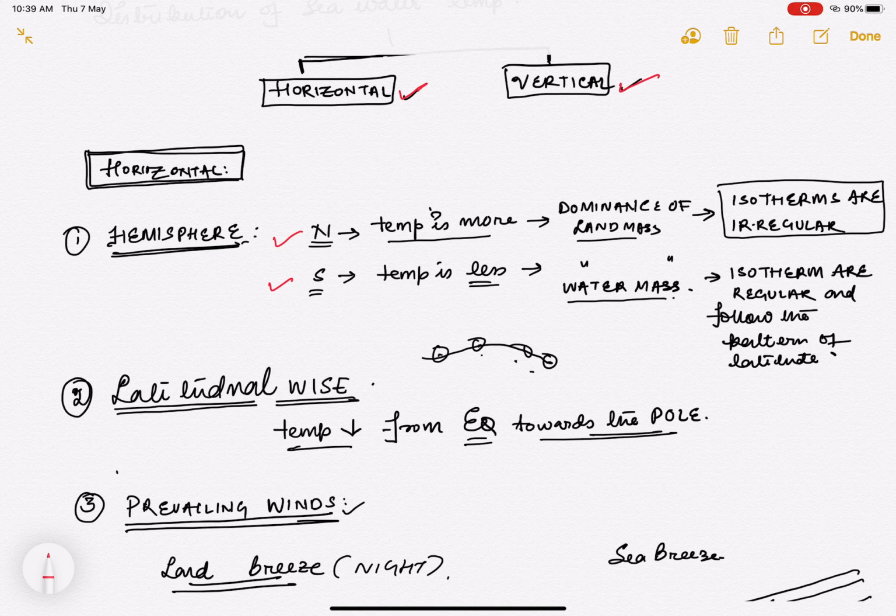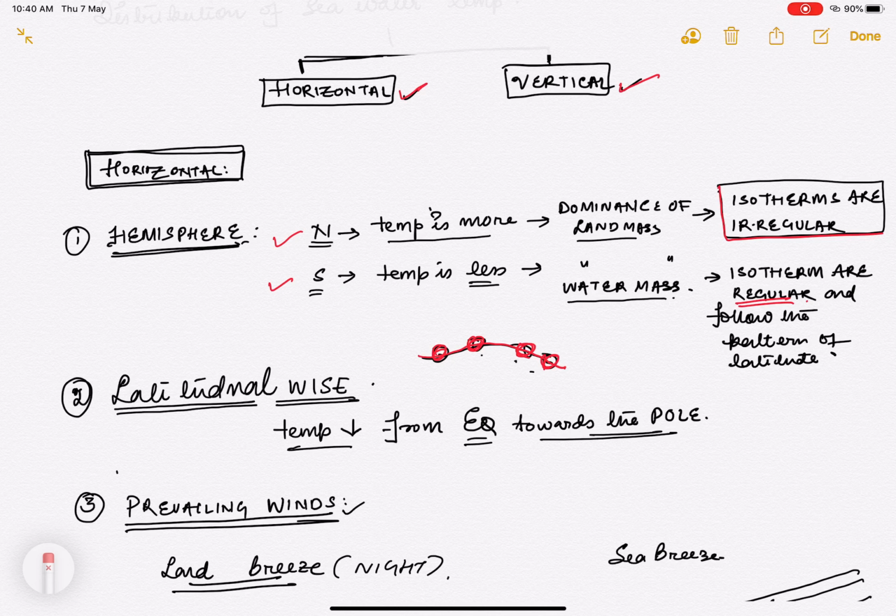Next I have written that the isotherms are irregular in the northern hemisphere. What are isotherms? Isotherms are nothing but lines joining places with a similar temperature. Such isotherms that you would find in the northern hemisphere are very fluctuating in nature. On the other hand, the isotherms are more regular in the southern hemisphere, meaning they completely follow the latitude, almost in a straight line, but don't write straight line, just write regular, and that they follow the latitude.